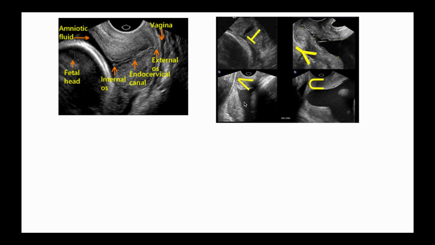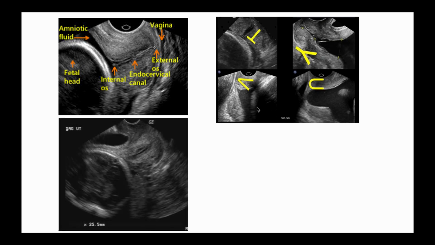In the V type, you can also find it over here. Then the U type, there is a complete opening of the internal os, as you can see, one asterisk over here and another over here, widely open, and the fetal membranes bulging outside.